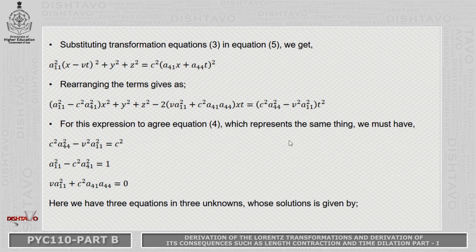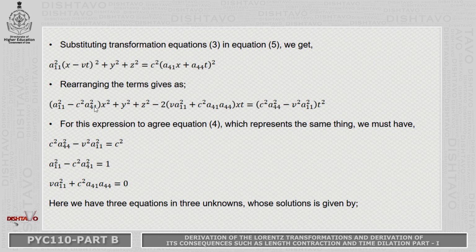Then the middle term is the xt term, so you can collect it from this term as well as from the right hand side, bring it to the other side, and it will become negative. You can take the minus 2 common there, so it is v a11 square plus c square a41 a44, with xt taken out. The t square term on the other side you can combine with this t square term. So that will be c square a44 whole square minus v square a11 square, with t square taken out. This is negative because we are taking this term onto the other side.